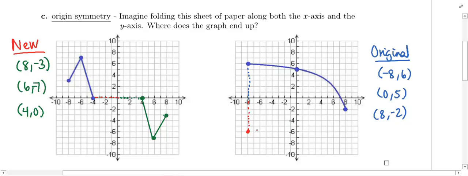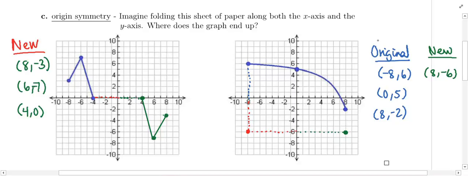But now you've got to flip about the y-axis. Okay, so currently this point is 8 units to the left of the y-axis. So if you fold along the y-axis, the point will go 8 units to the right of the y-axis. Okay, so we'll end up at 8, negative 6. Okay, that's going to be the new point.